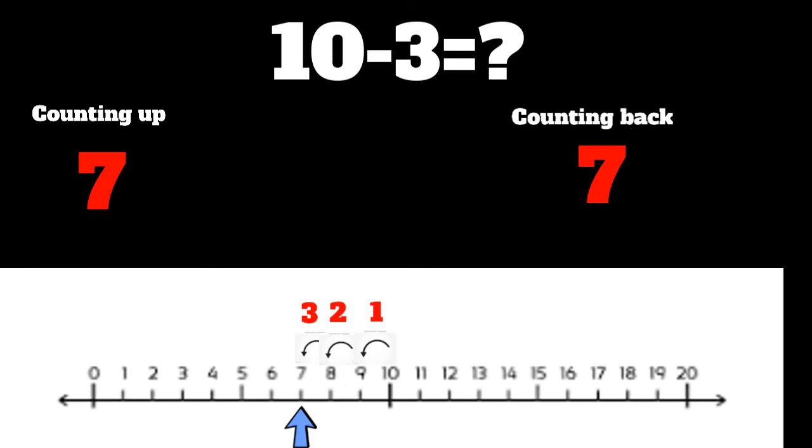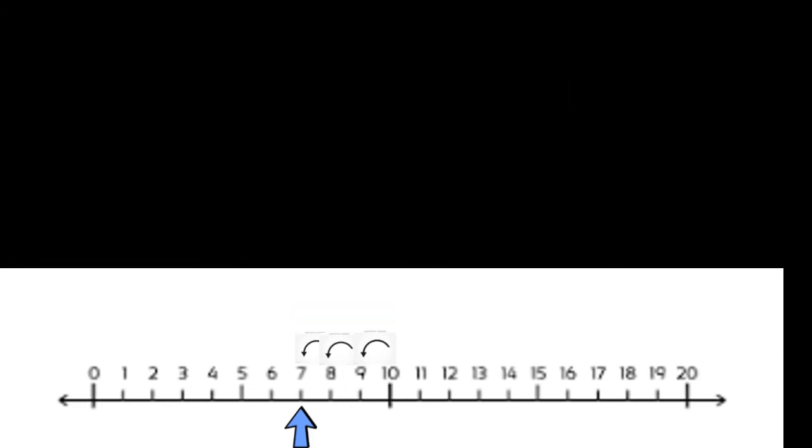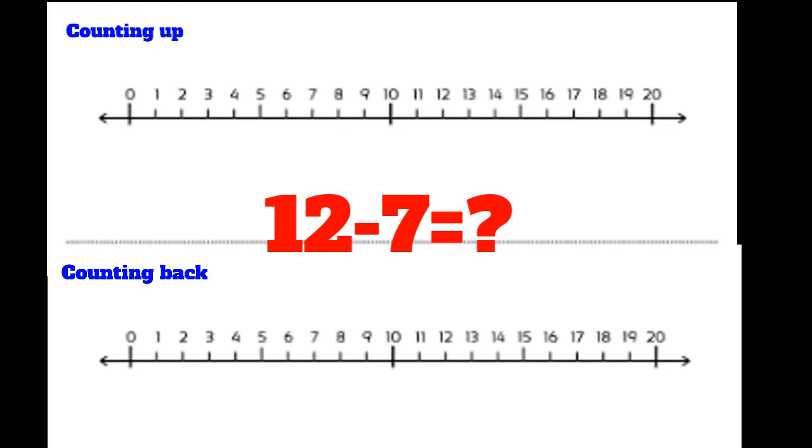So there you have it. Two different strategies we can use to solve the same equation. Now, I'm going to give you another problem, and we're going to take this one step further. Sometimes it's going to be easier to use the counting up strategy, and sometimes it's going to be easier to use the counting back strategy. So to help you see this, I've given you two number lines. The top number line is going to be for counting up, and the bottom is going to be for counting back. So hopefully this is going to help you figure out which way is easier for this equation, 12 minus 7, and we're looking for the difference.